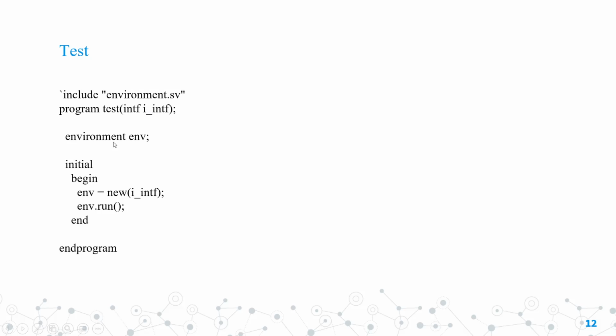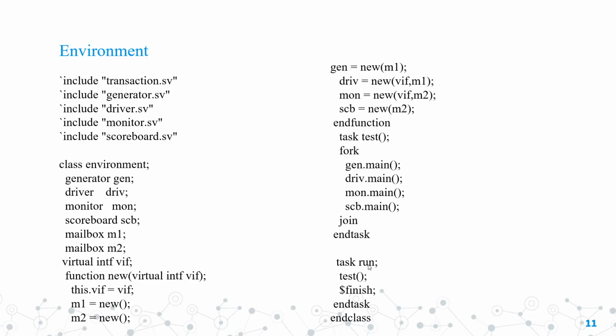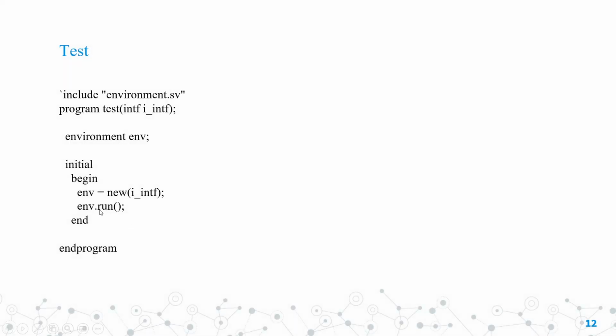And I am creating a handle for the environment as env, and by using an initial begin block, I am running the new task by sending a virtual interface. And as discussed earlier, I am running this task run by using the env.run command.